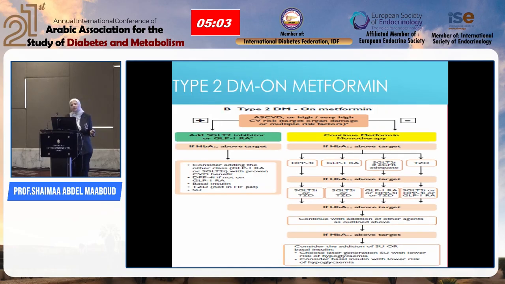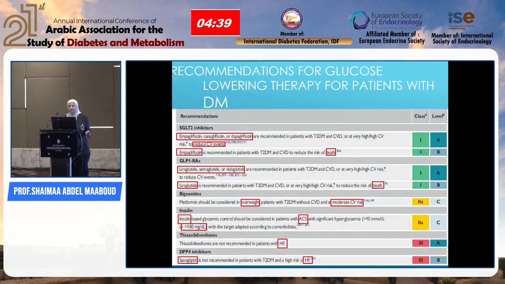Type 2 diabetes mellitus on metformin patient: if the patient is very high risk or high risk, we add the SGLT2 inhibitor or GLP-1. Or if not evident for this patient, we will continue metformin monotherapy. If HbA1c is not controlled, we will add another category like DPP-4, GLP-1, SGLT2, or TZDs.